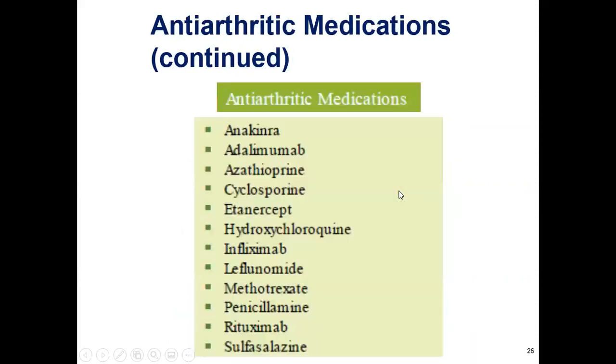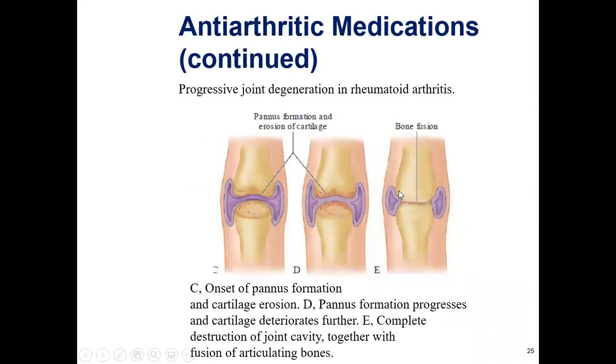Right? Now, next here, these two. So pannus formation and erosion. You see the end plate is eroded and this is totally fused. More pain. The patient needs immediate surgical management. Onset of pannus formation or cartilage erosion.